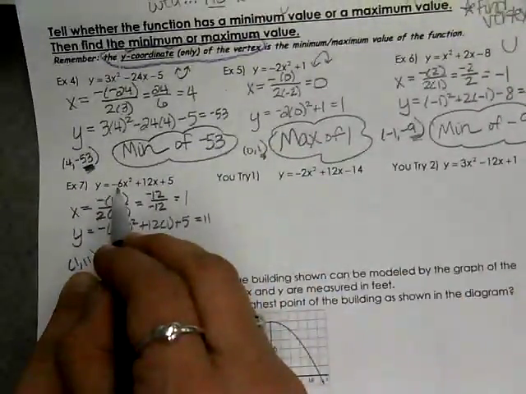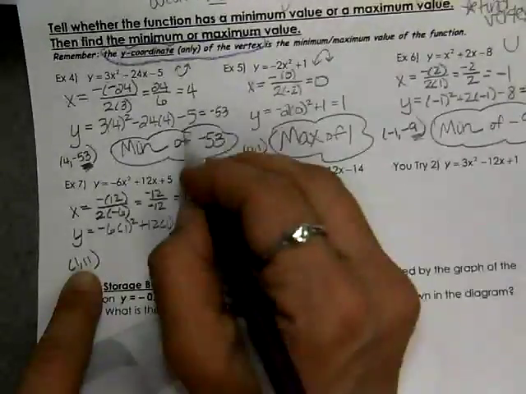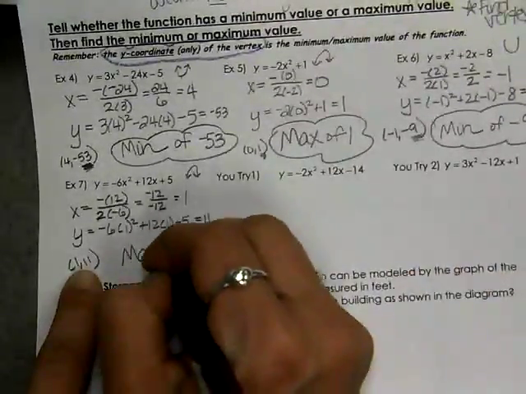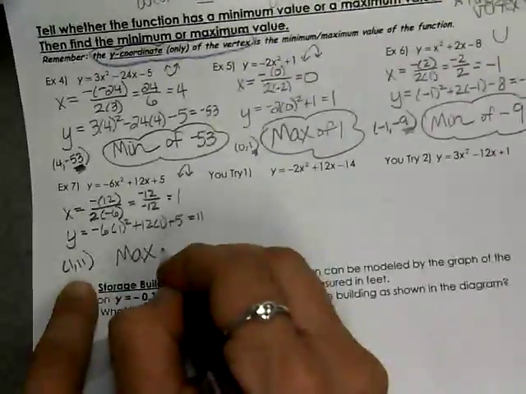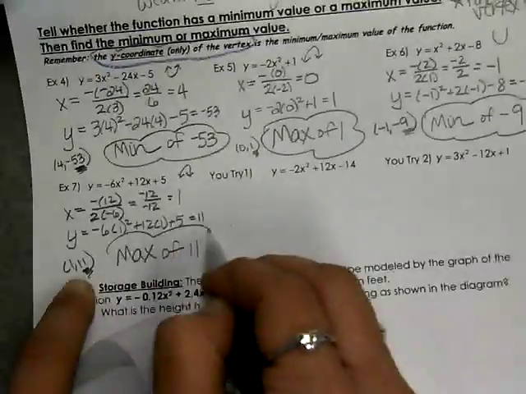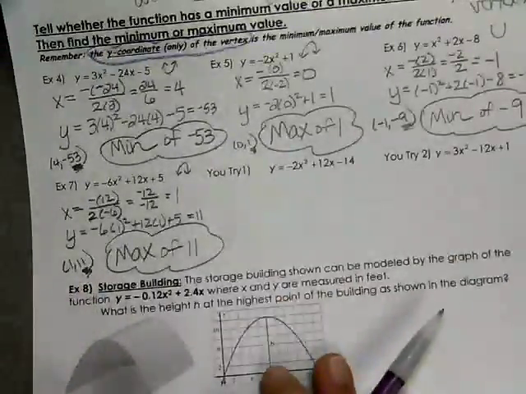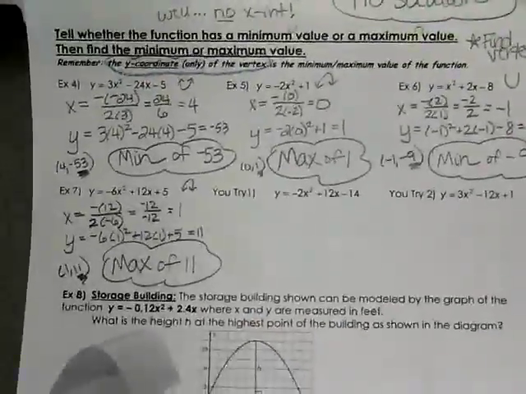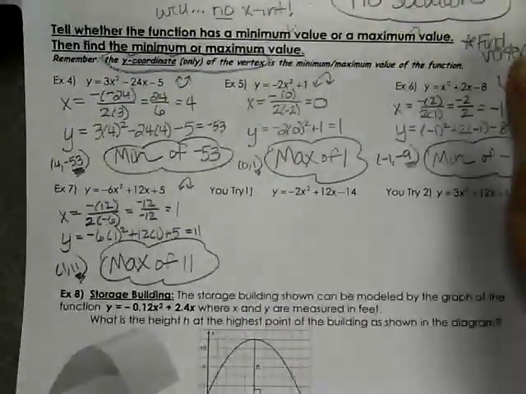Let's look which way this opens. The a is negative, so it opens down. That means I'll have a maximum. And the maximum value is the y coordinate of the vertex of 11. So notice we only give the y coordinate of the vertex, not the whole vertex, but just the y coordinate in our final answer. Okay?